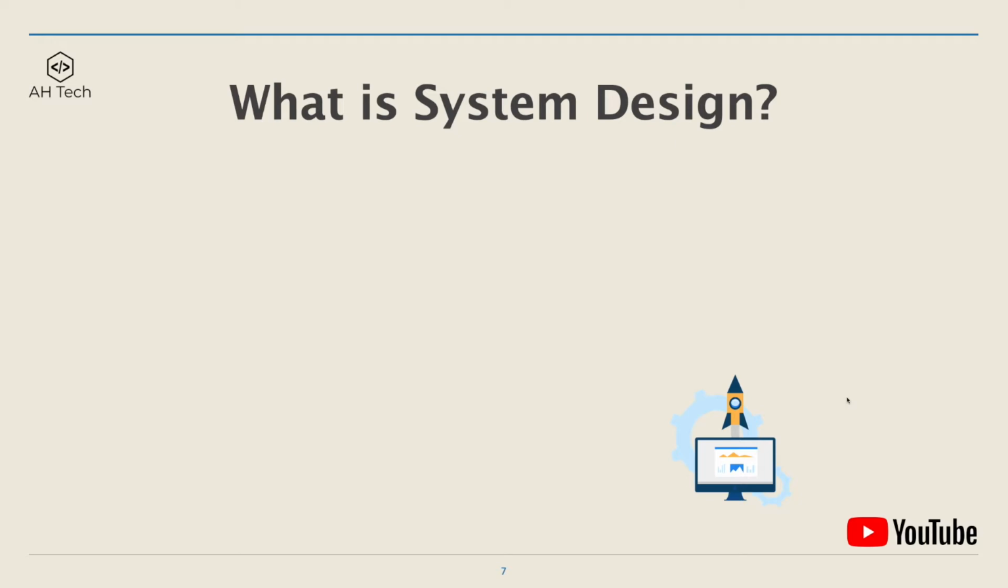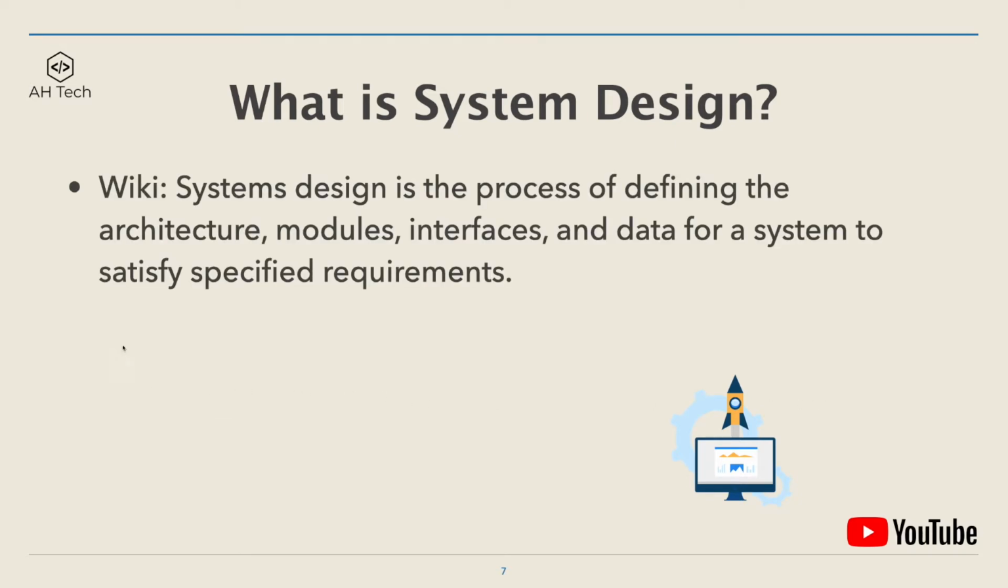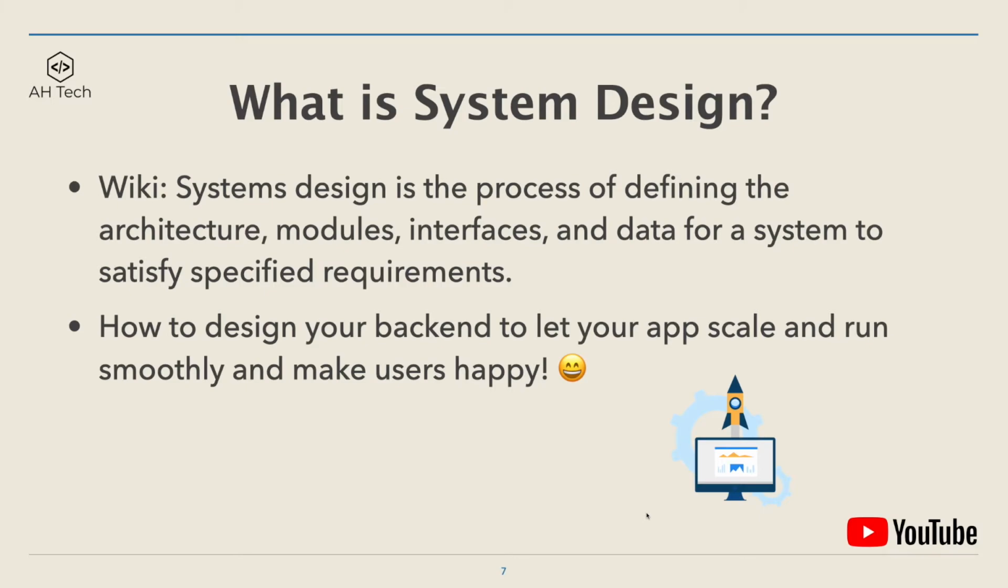Here, let's have a quick summary of what system design is. The official definition from Wikipedia: system design is a process of defining the architecture, modules, interfaces, and data for a system to satisfy specified business requirements. And in my own words, system design is the way to design your backend to let your app, your website scale and run smoothly, and at the end, make your customers and users happy.